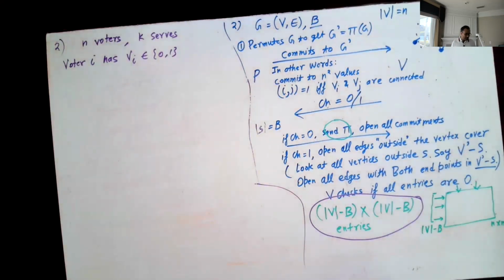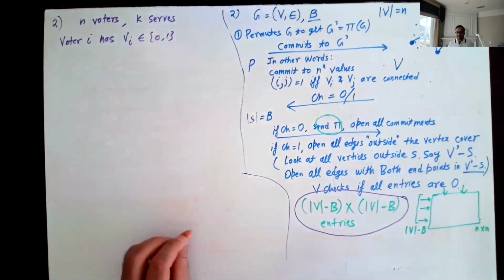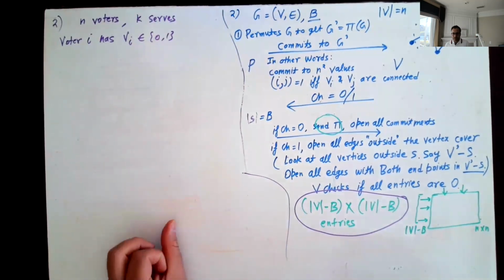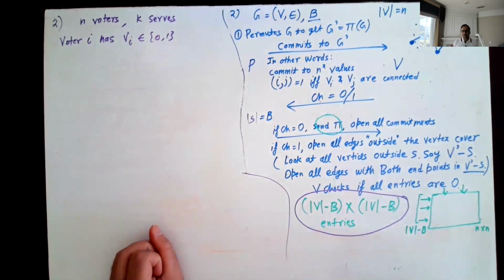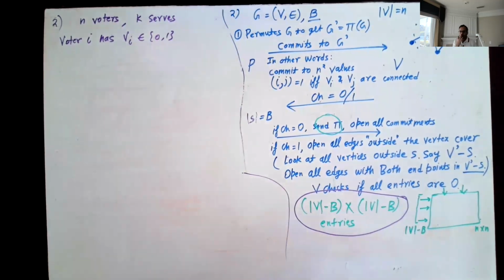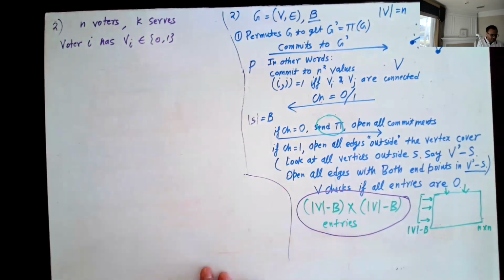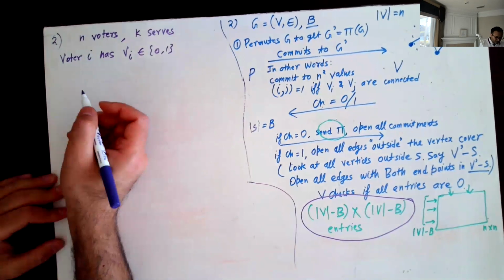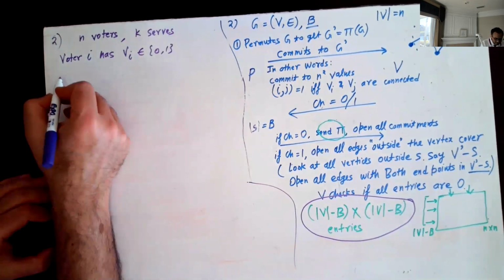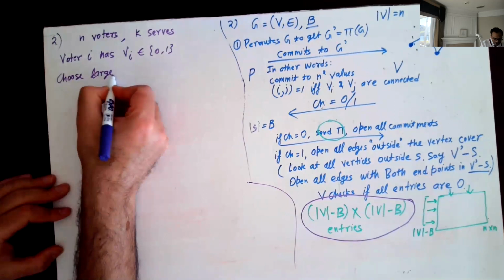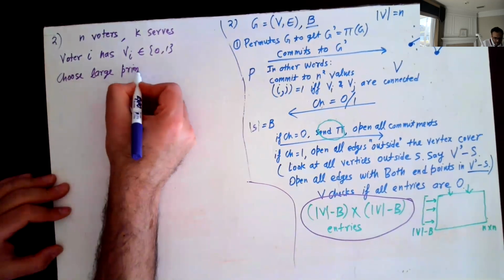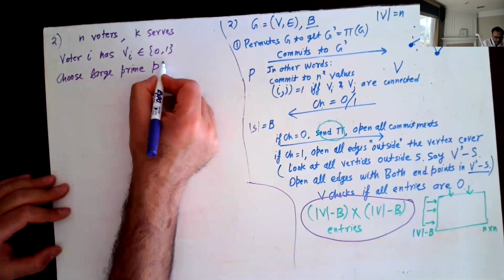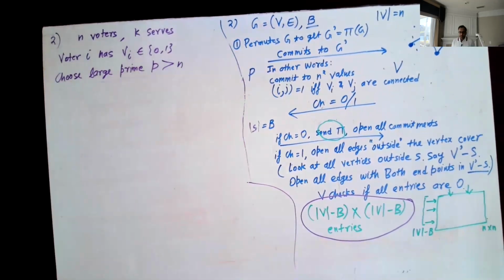Now each voter is supposed to send a single message to each server. And after that, the servers are supposed to be able to combine all the messages and learn exactly the sum of all votes, but not any individual vote. So how do we do this? First step is to choose a large prime, p, and p should be greater than n.